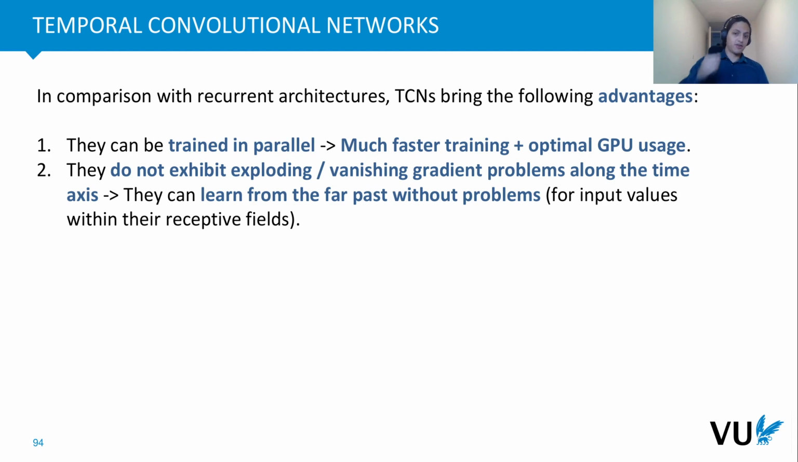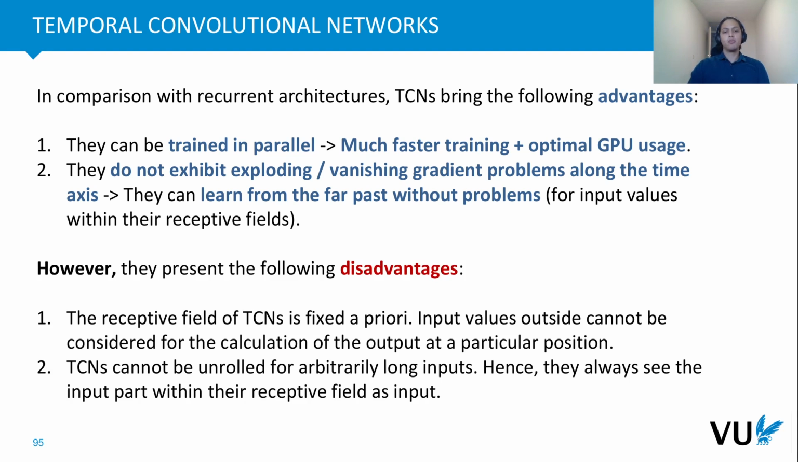So in comparison with the recurrent architectures, these TCNs bring these advantages. They are trained in parallel, and they do not suffer from exploding and vanishing gradients over the time axis. Hence, they can learn very easily from the far past as long as it's captured by the receptive field. But this receptive field needs to be fixed a priori, which means that you cannot modify it while working on the task at hand. So imagine that I'm talking and I just go into silence. Then the network will not be able to recognize it in the same way, because at a certain point, this silence is going to disrupt the amount of information that it can get from before the silence, okay?